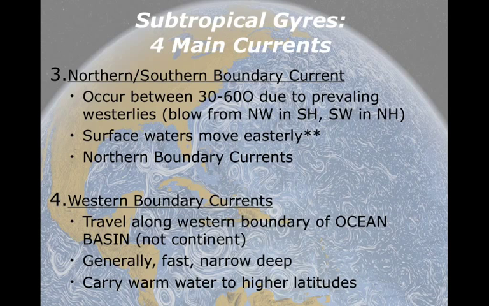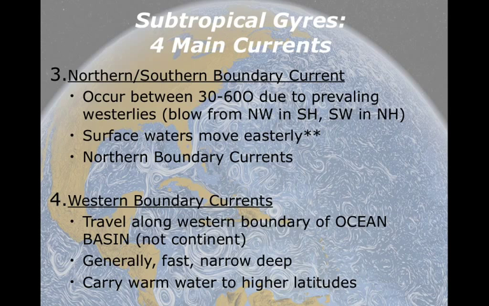Then you have the northern or southern boundary current. It's called the northern boundary current in the northern hemisphere and the southern boundary current in the southern hemisphere. They're the top of the gyre, and their surface waters move easterly. There's an arrow for this. If you get down into the southern ocean, other things begin to go on because we have the subpolar gyres having an effect too.